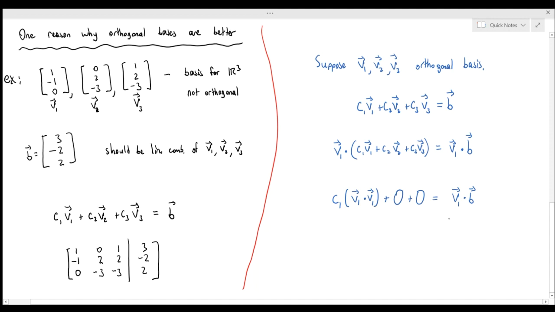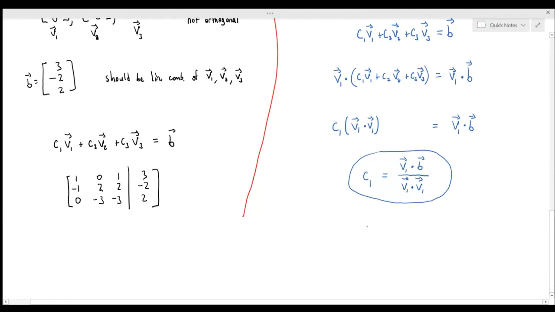So from this equation, I can just solve for C1 now by dividing both sides by this quantity. What we end up getting is that C1 would equal v1 dot product with B over v1 dot product with itself. So this little trick of dotting both sides by v1 allowed us to solve for C1 and even come up with a relatively simple formula for it.